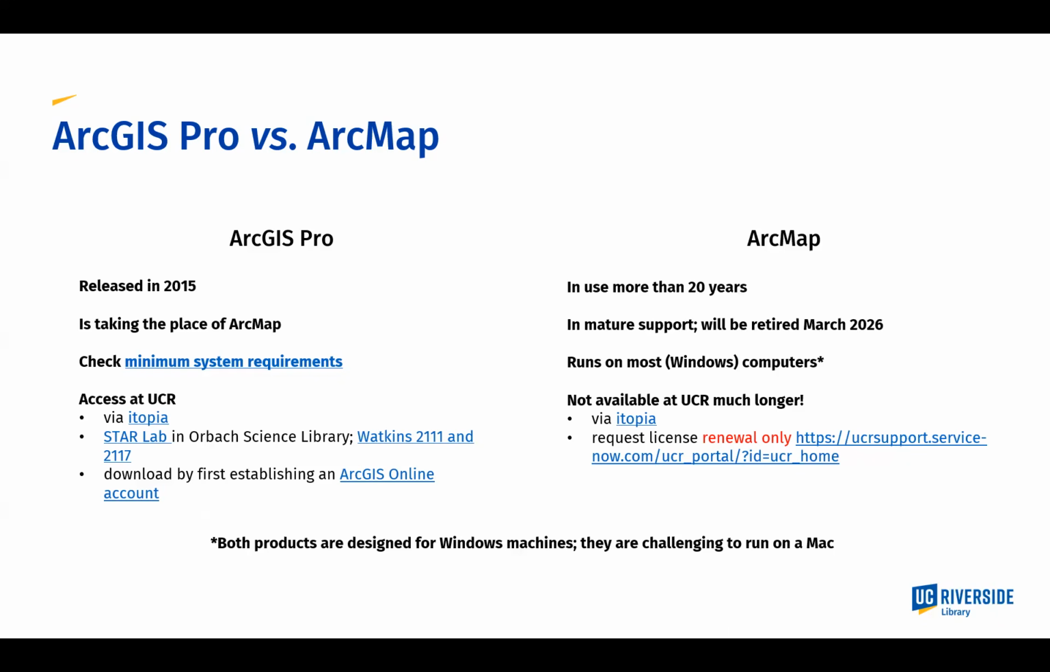So, like I said, on the right-hand side here, ArcMap is not going to be available at UCR much longer, but it is currently on Itopia if you needed it. ITS is not issuing any new licenses to new users of ArcMap. You can only get a renewal if you've already been using it. So anyway, those are the contrasts between what's going on with ArcGIS Pro and ArcMap.